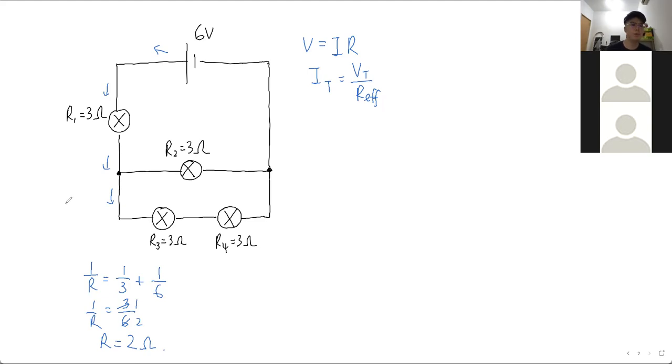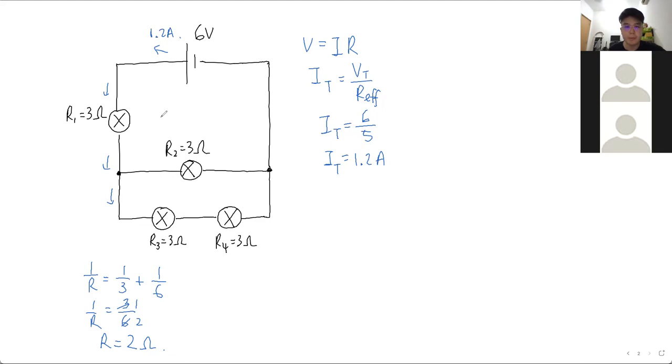Okay, so 2 ohm, and then I combine again with R1. Combine with R1, I get 5 ohm as the effective resistance. Okay, so IT equals 6 divided by 5, 1.2 ampere total current. Okay, so current coming out from the battery is 1.2 ampere.